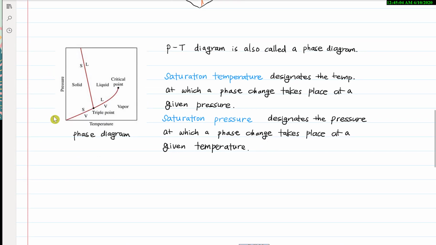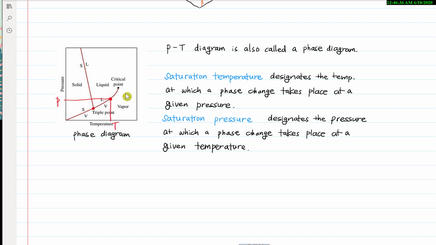The pressure-temperature diagram is also known as a phase diagram. We can see all three phases, solid, liquid, and vapor, separated by three lines. The lines indicate two-phase regions. For example, the point here represents a two-phase mixture at this particular pressure and temperature. At the triple point, three phases exist in equilibrium.